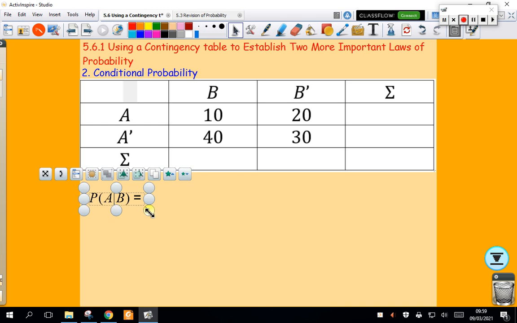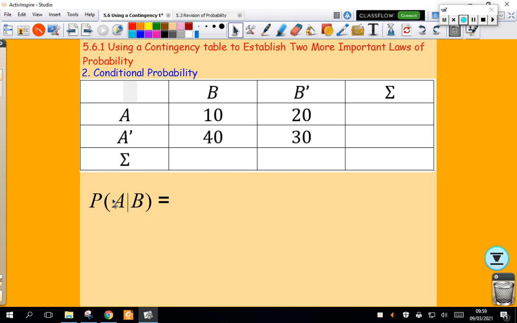I have this thing down here. This says the probability of A given B. So we've got two events, A and B. What's the probability of event A occurring given that event B has already occurred? That's what that means. Another way to say that is, if B has occurred, then what is the probability of A then occurring?